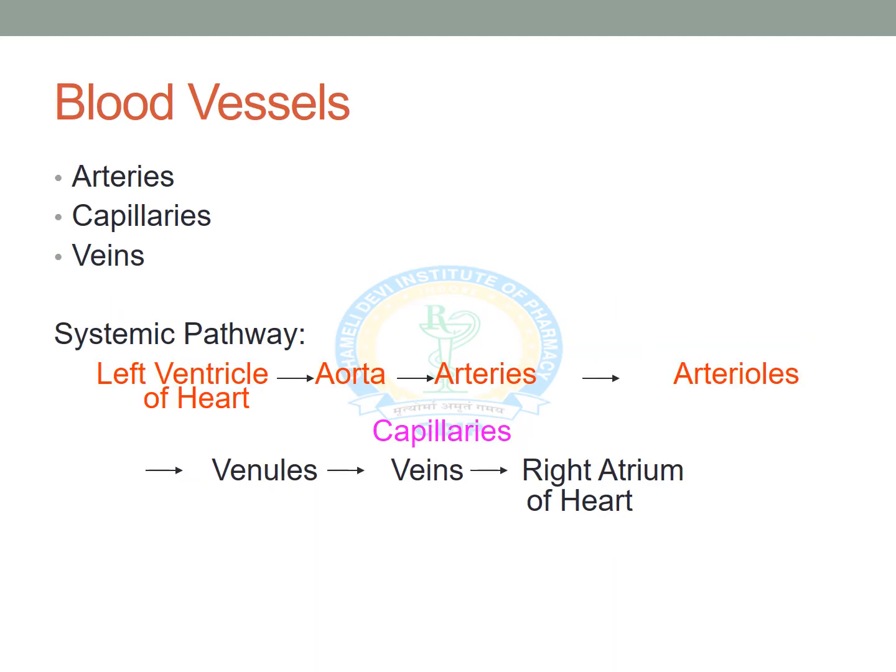Now the second important part of the circulatory system is the blood vessels. They are basically arteries and veins, and then capillaries. The pathway of travel of blood from arteries to veins is from the left ventricle of the heart to the aorta, to arteries, and then to arterioles, further smaller branches. The arterioles transfer the blood into very small, tiny, and thin vessels called capillaries, and from capillaries to venules, smaller veins, thinner veins, to the veins, and then to the right atrium of the heart.